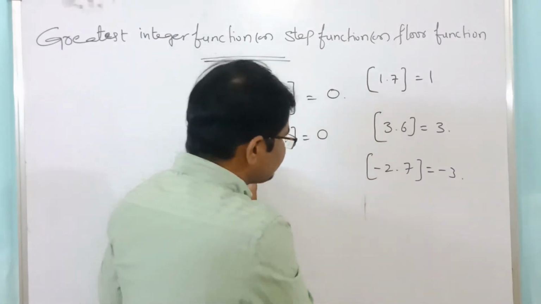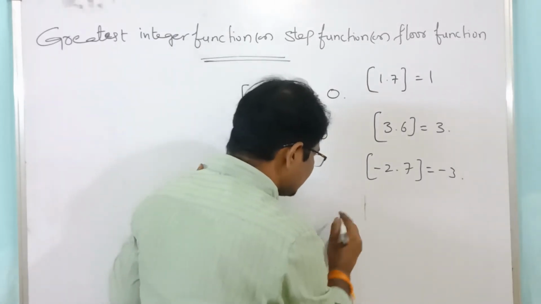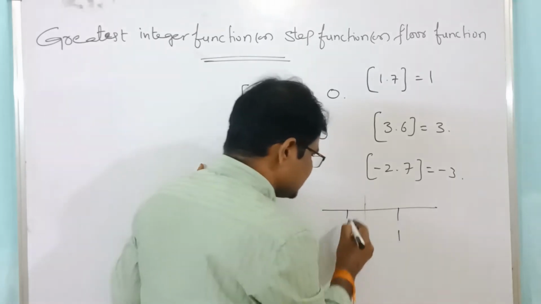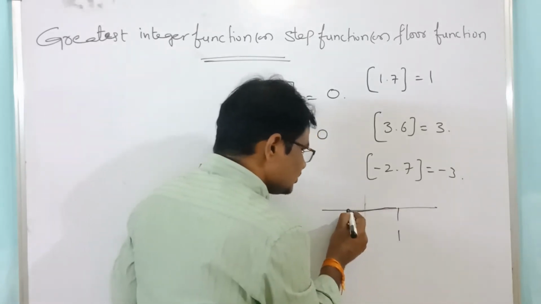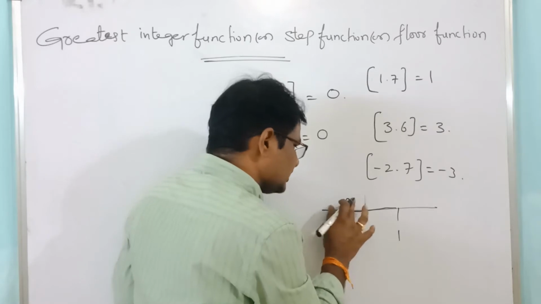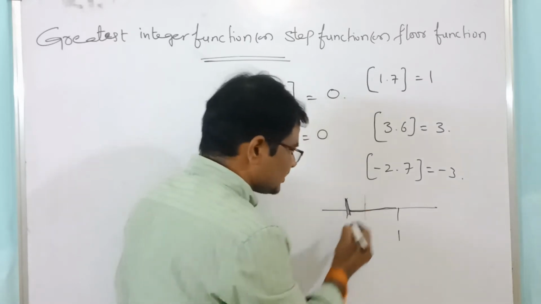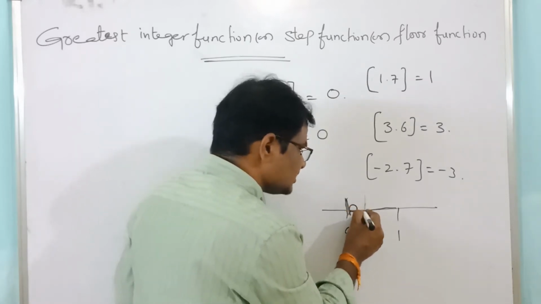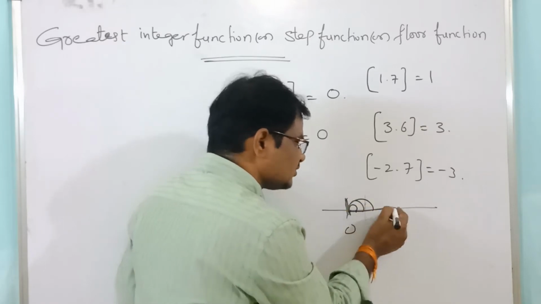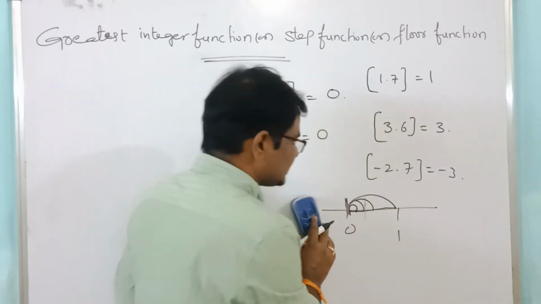Suppose here 0 is there, here 1 is there, 0 to 1. So the integral part of 0 is 0 only. Integral part of 0.1 is 0 only, 0.2 is 0 only, 0.5 is 0 only, 0.9 is 0 only, like that.